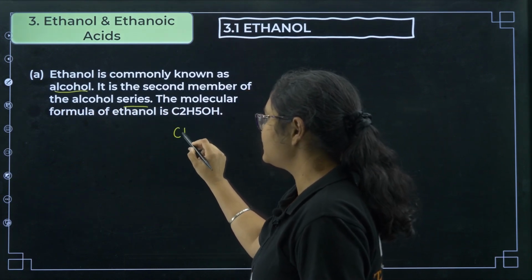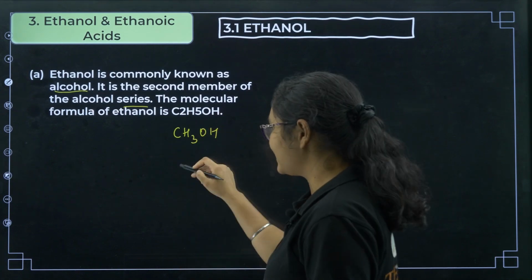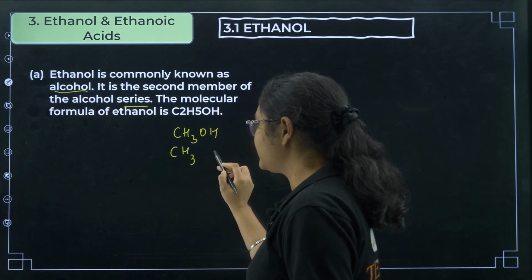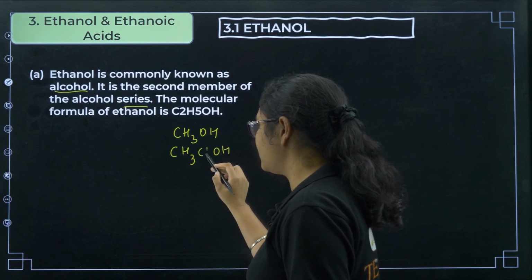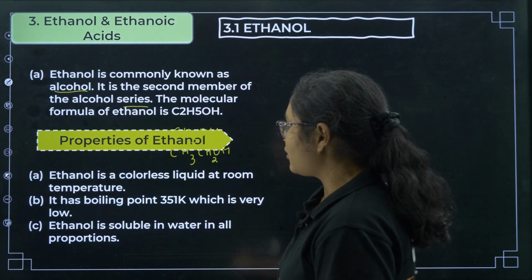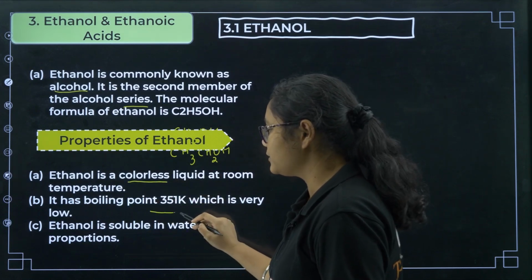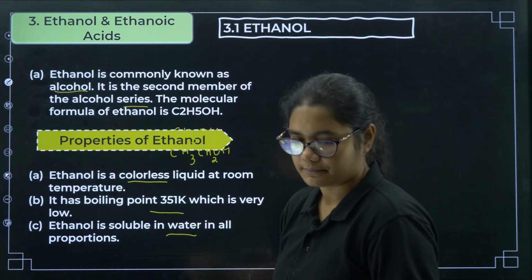So what is the first member? CH3OH. Now if you remember the homologous series, the next member will be what? CH3OH, and you need to add a CH2 group here. Properties of ethanol: it is a colorless liquid, it has a boiling point, and it is soluble in water.